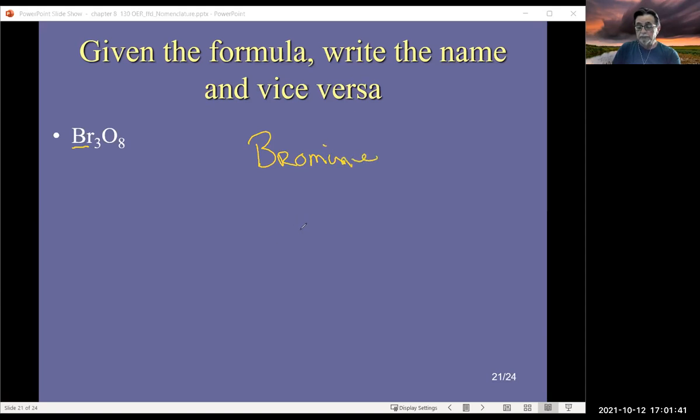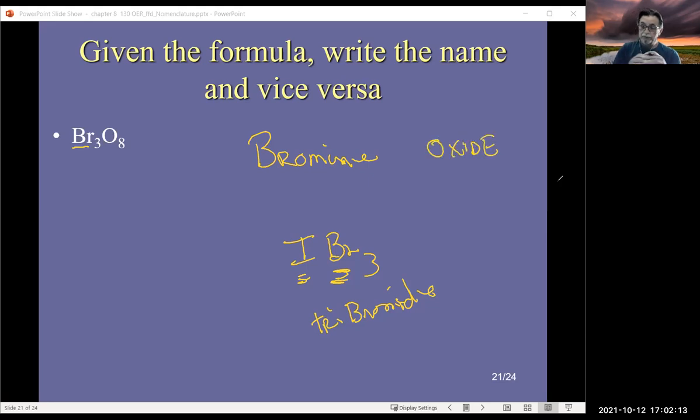Unlike, let's say, we could have written I and Br3. Here, bromine follows a central atom, so in this case this is bromide, specifically tribromide. But here, bromine is first, then what follows the bromine is oxygen, which is oxide. So that is our parent name. And then come back and do the prefixes. So we got tri, bromine, and then octoxide.